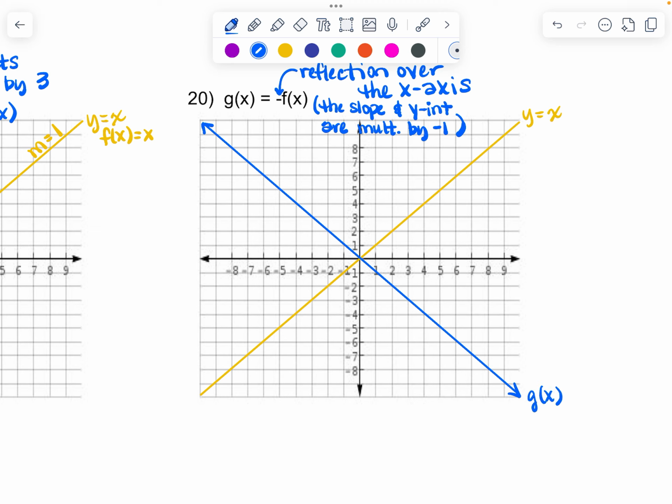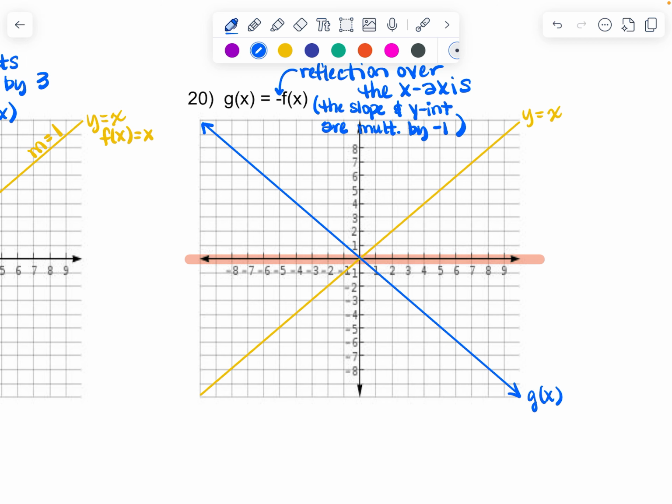You'll notice that that is a reflection over the x-axis, right? If I were to draw like a little mirror right here and fold my paper in half along the x-axis, these two graphs would lie perfectly on top of one another.